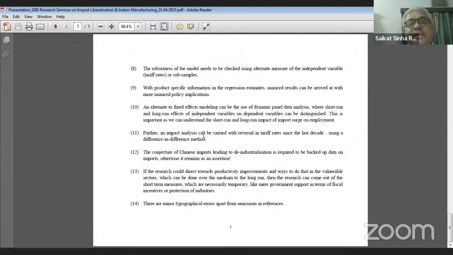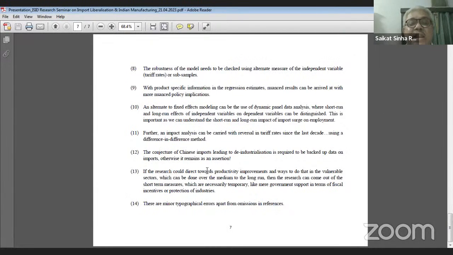Further, an impact analysis can be carried out with reversal in tariff rates in the last decade, using a difference in difference method. The conjecture of Chinese imports leading to deindustrialization is required to be backed up by data on imports from China. Otherwise, it remains as an assertion. I think that can also be a part of your robustness check of your results.